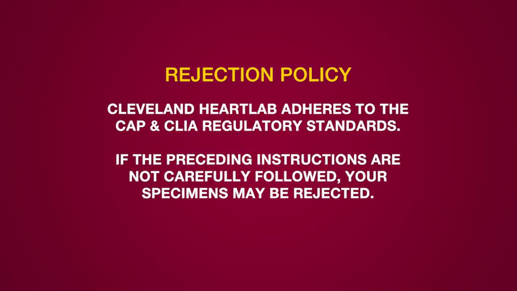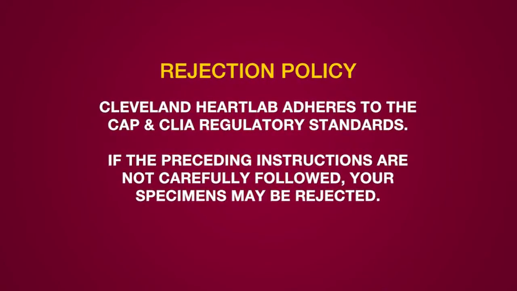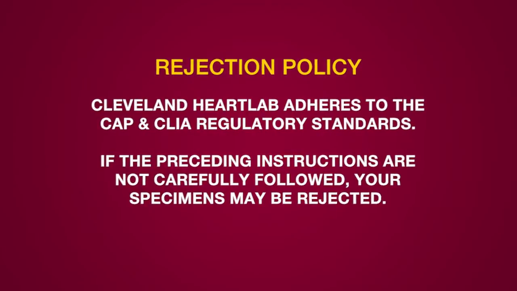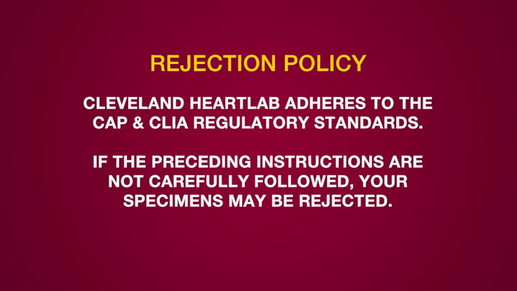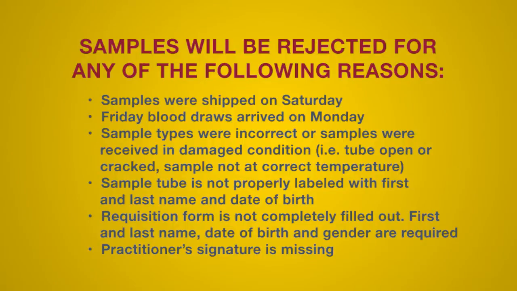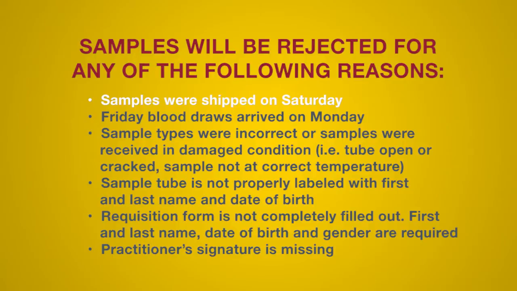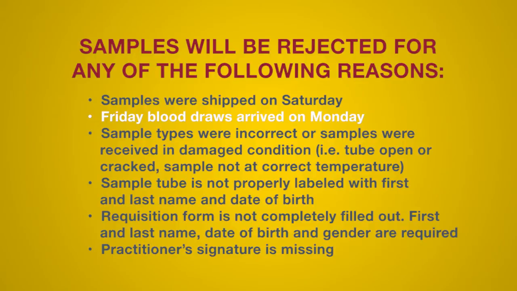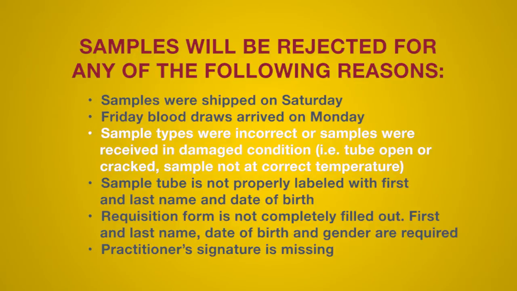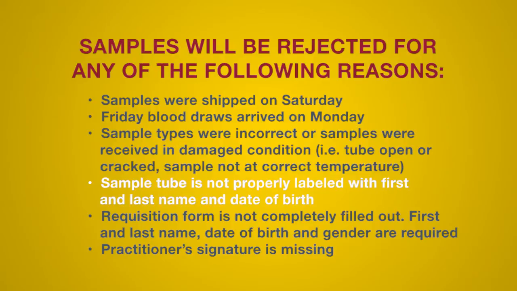Rejection policy. Cleveland HeartLab adheres to the CAP and CLIA regulatory standards. If the preceding instructions are not carefully followed, your specimens may be rejected. Samples will be rejected for any of the following reasons. Samples were shipped on Saturday. Friday blood draws arrived on Monday. Sample types were incorrect or samples were received in damaged condition. For example, a tube arrived open or cracked, or the sample was not at the correct temperature. The sample tube is not properly labeled with first and last name and date of birth.